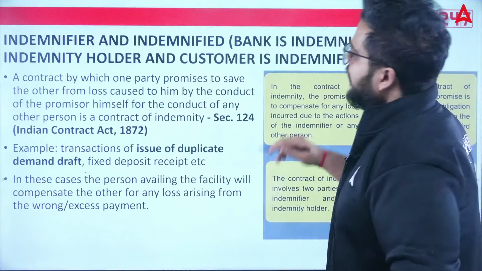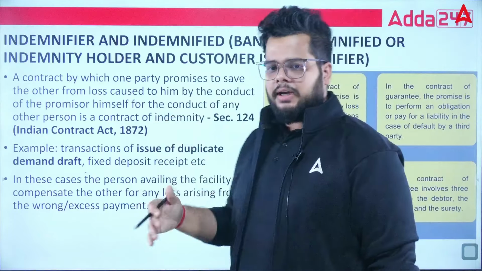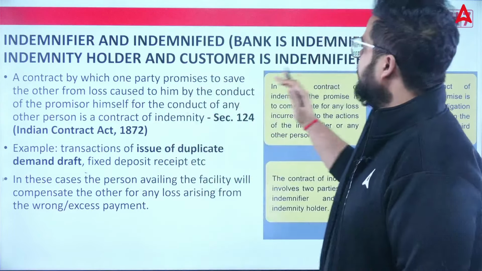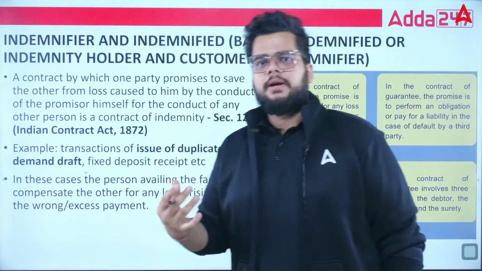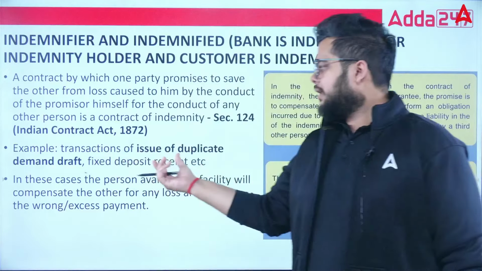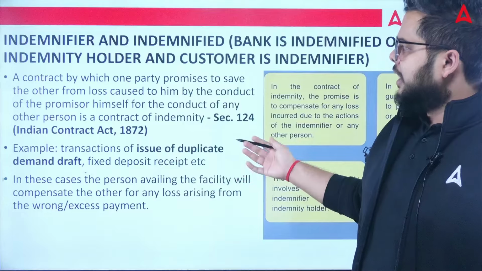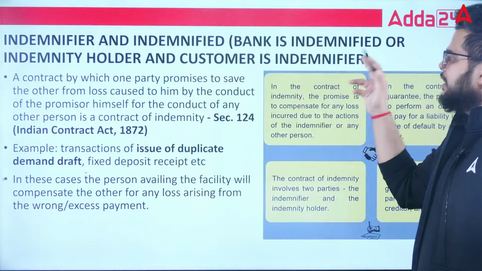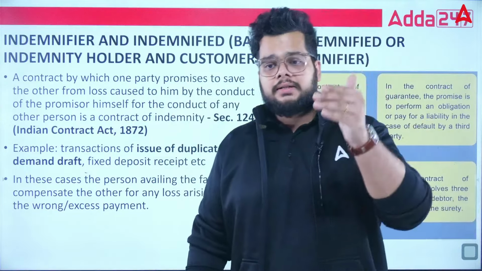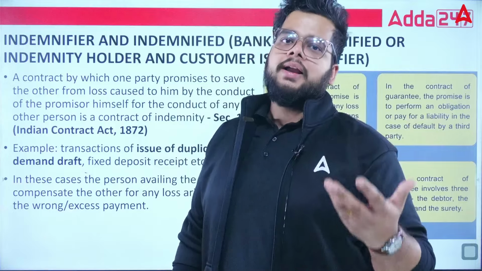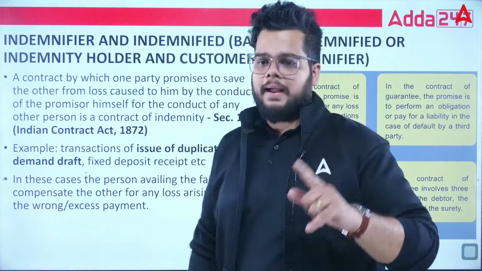Then indemnifier and indemnified, a very important term. The bank is indemnified, or you can say the indemnity holder, and the customer is the indemnifier. Always remember the example. Via examples, things become more clear. So when we talk about the transaction of issue of a duplicate demand draft, fixed deposit receipt, etc., here we will say that the bank is indemnified. It is the indemnity holder, because it is because of you, the customer, that we have to again issue one particular document, and that is why you have to pay us, the bank.